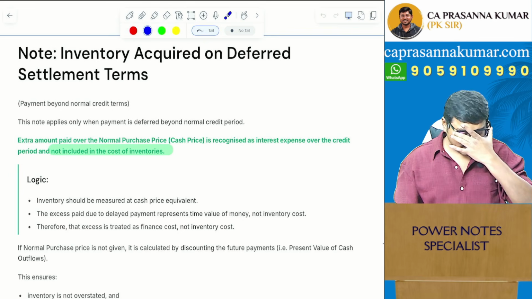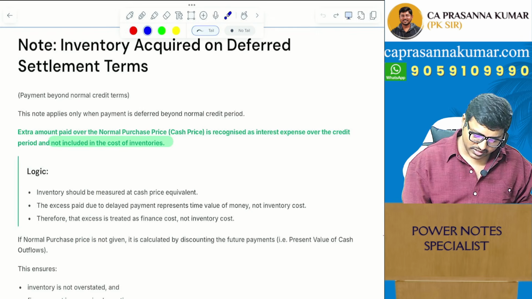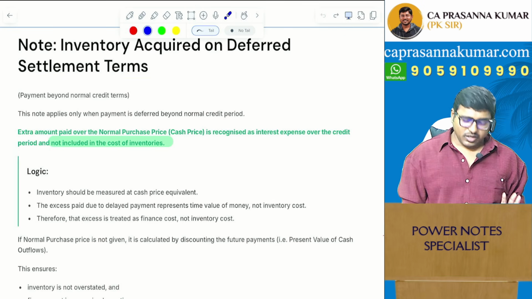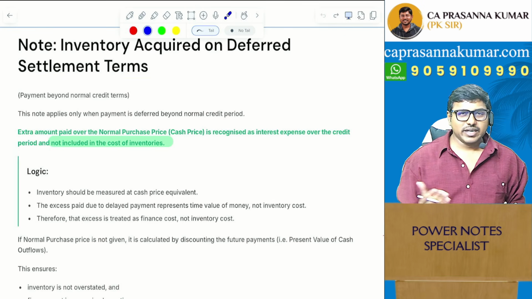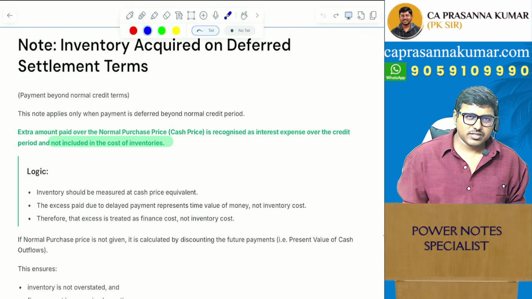Now, if you look at this, Nana, it's a pretty routine point. Inventory acquired on deferred settlement terms. Okay, it's pretty simple, Nana. Whatever the inventory value that you take, you should take it at a cash price. Got it? If the normal credit period is, say, 20 days or 30 days, then that's fine.